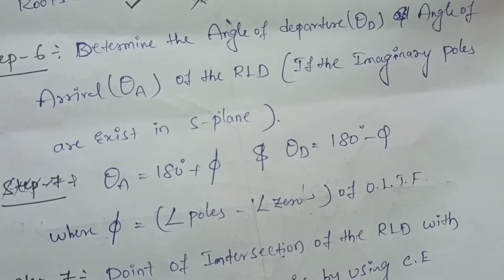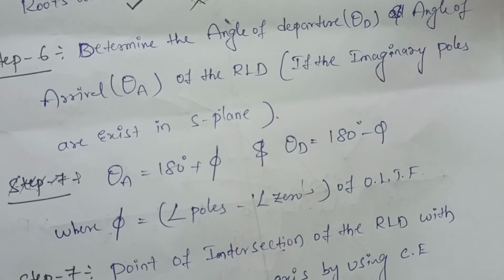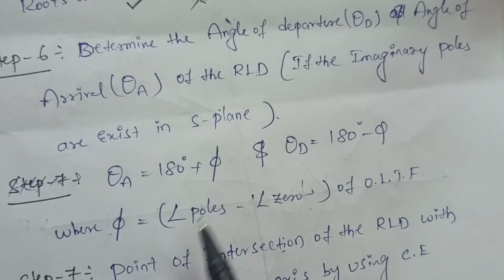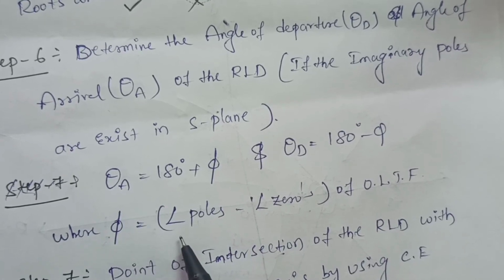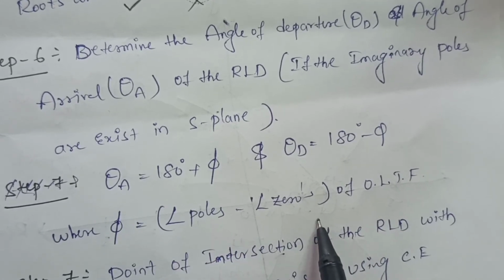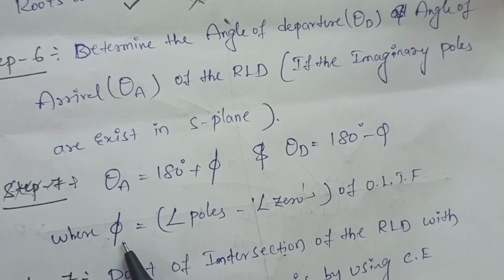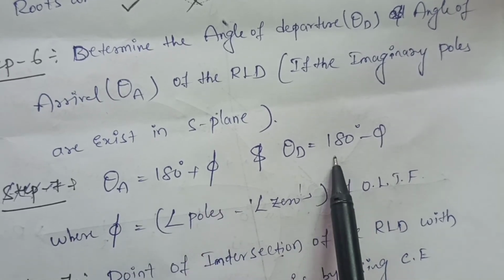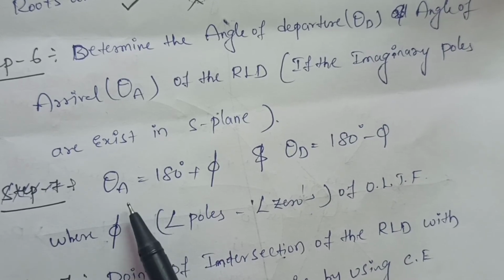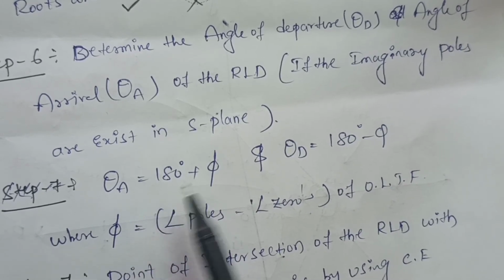Okay, if any imaginary roots appear, we simply need to first find phi by using this formula, that is angle of poles minus angle of zeros with respect to the imaginary roots, and then substitute that phi value in these formulas. Then we can get the angle of arrival and angle of departure.